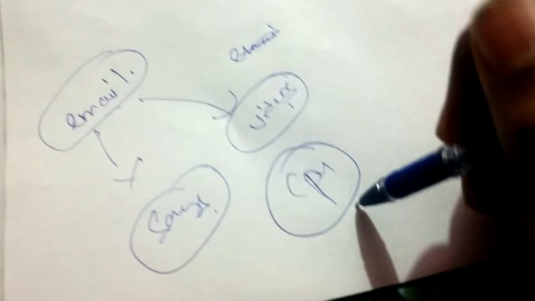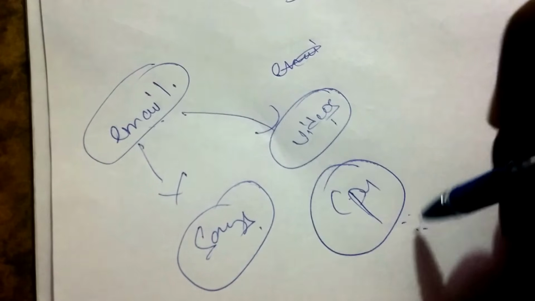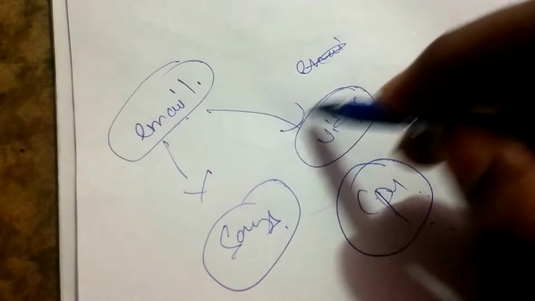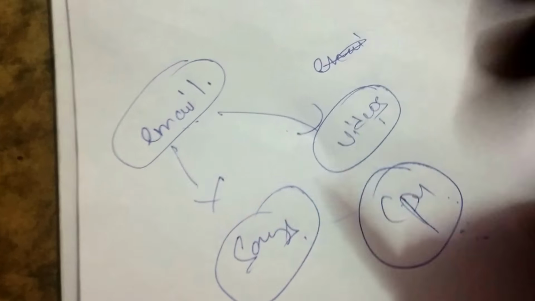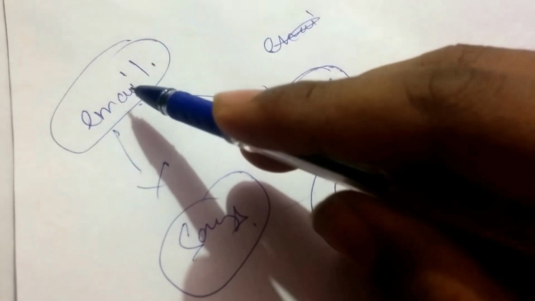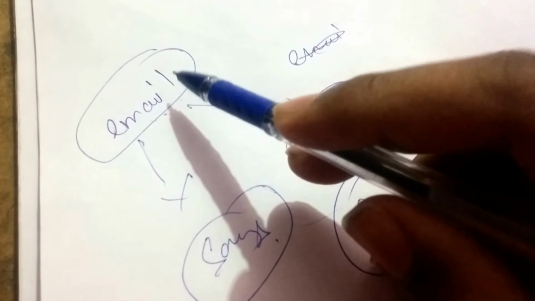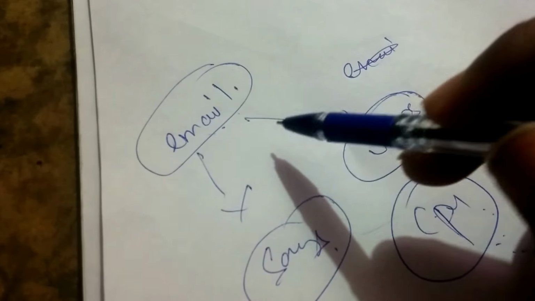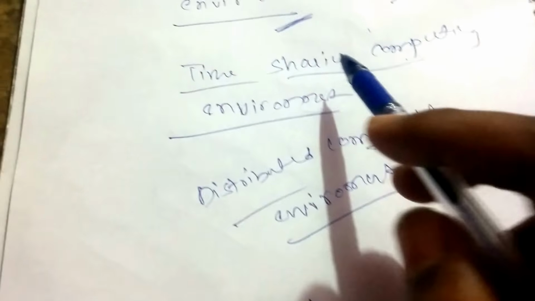The CPU's time. The CPU has one time. Like the CPU time is shared among these processes. I will tell you about what a process is later. Now let's understand this as applications. So we can perform multiple applications simultaneously because of the time sharing environment and distributed computing environment.